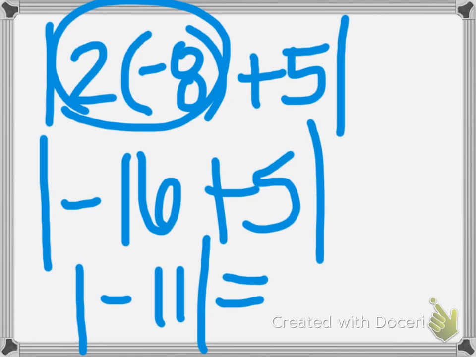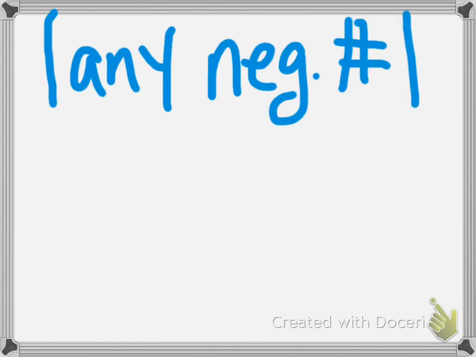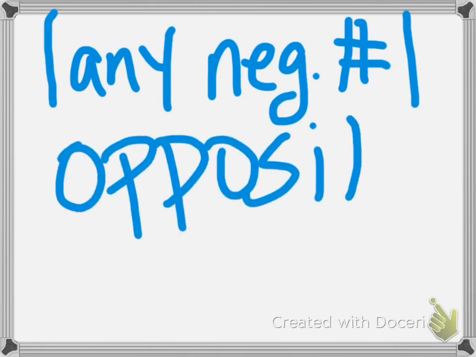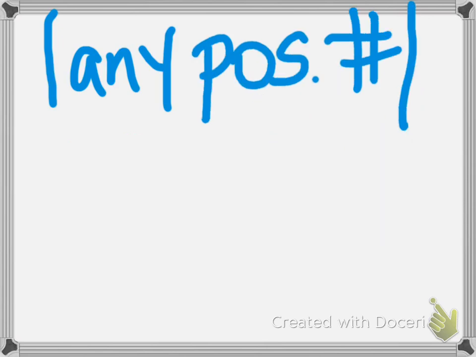Now we're going to say, well, what's the absolute value of negative 11? Remember, it's always going to be a positive number. It's 11 spots away from 0 on the number line. So the absolute value of negative 11 is positive 11. The absolute value of any negative number is going to be that number's opposite. And the absolute value of any positive number is going to be that same number.